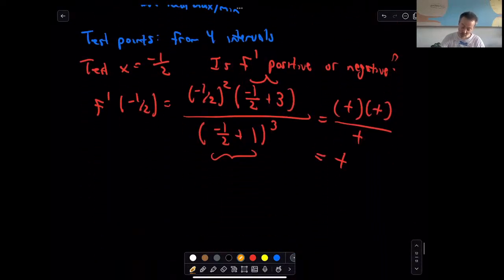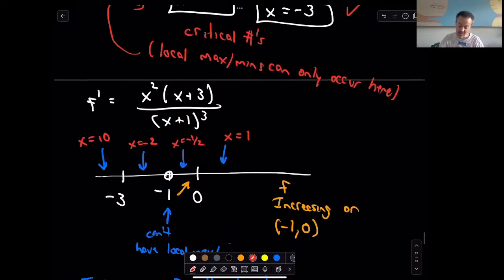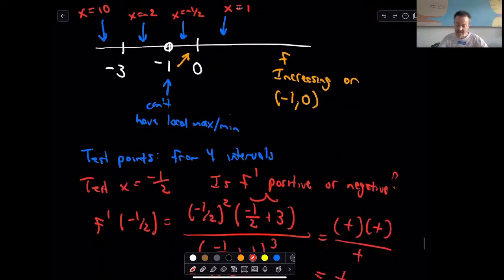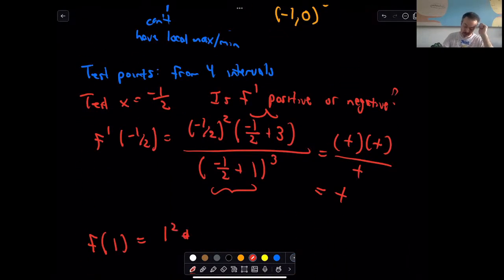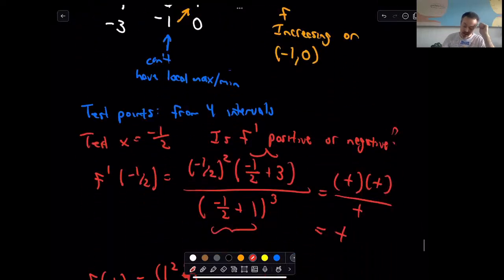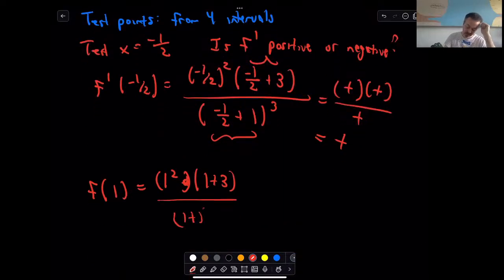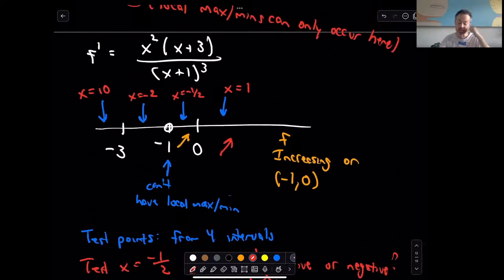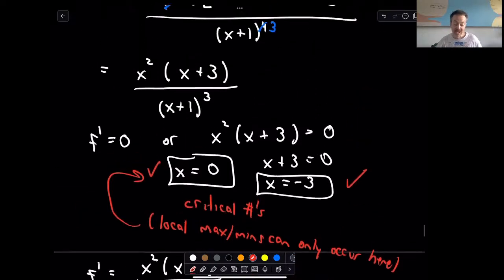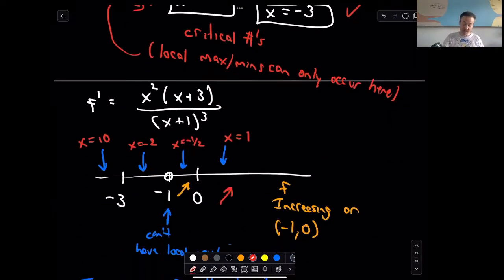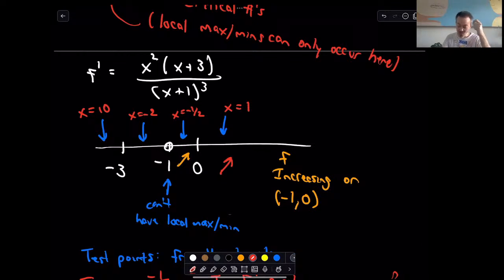What if I take something larger than 0? So again, I said I was going to test something larger than that, and I plugged in 1. Notice in that case, I would get 1 squared, multiplied by 1 plus 3 over 1 plus 1 to the third. This again is going to be a positive. So I know that my function is still increasing past 0. So that means there's not going to be a local maximum or a local minimum at x equals 0.